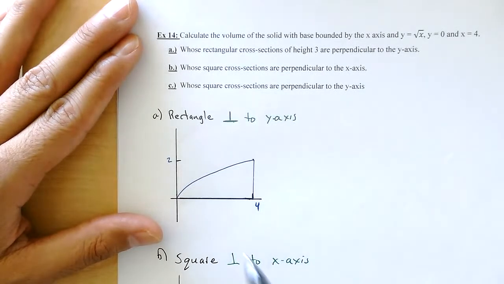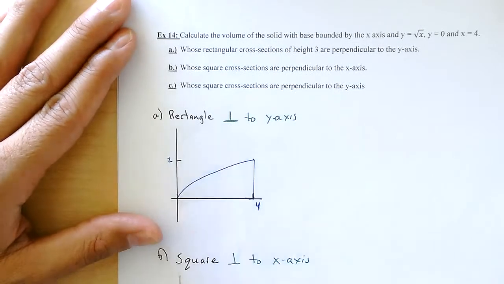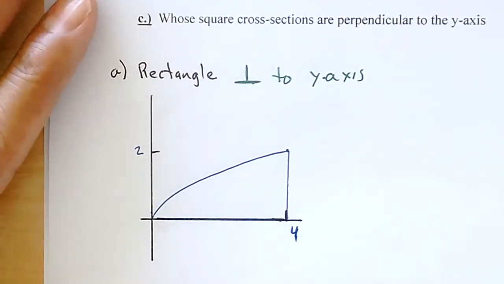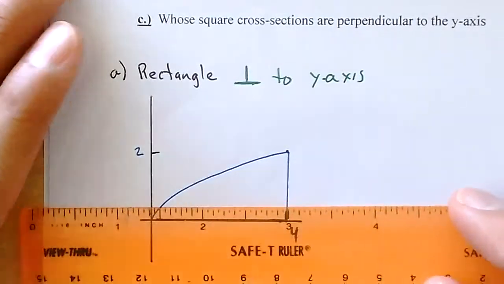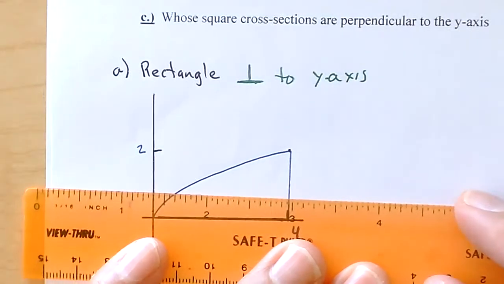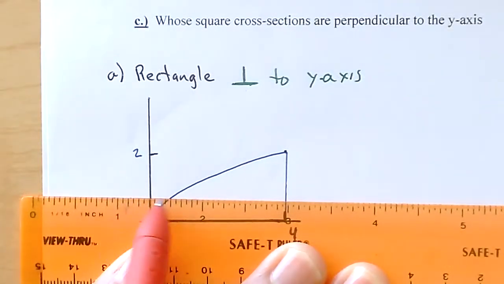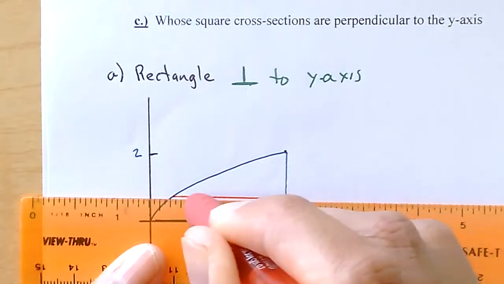Part A is a rectangle that's perpendicular, remember that's perpendicular, to the y-axis. And so let me focus on part A. If we're perpendicular to the y-axis, the base of the solid, of the rectangle, is going like this. The base is perpendicular, so it's going to form a right angle here. So this is the base.